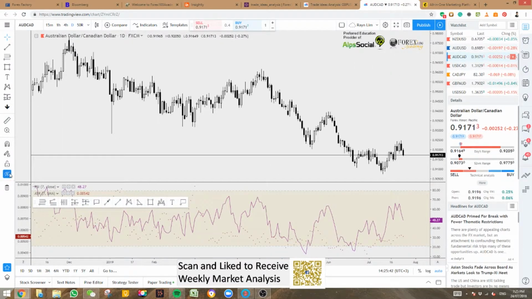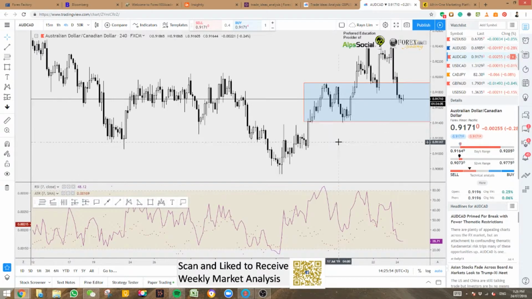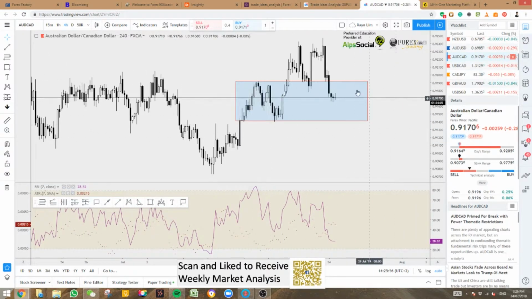So do take note. I'll share with you my analysis. Very simple one. It's just a divergence. So this RSI divergence, market divergence. I'm looking for a buying opportunity on the daily chart. To the 4-hour, yep, this is my buy zone.